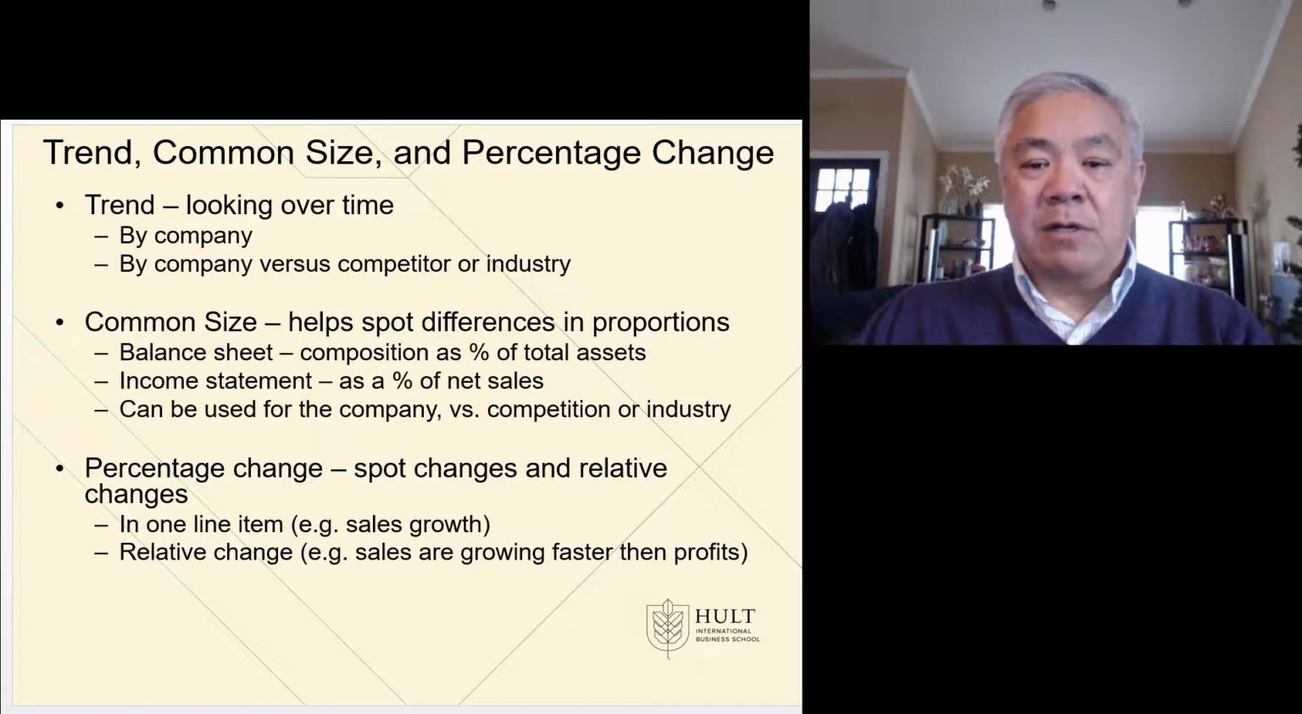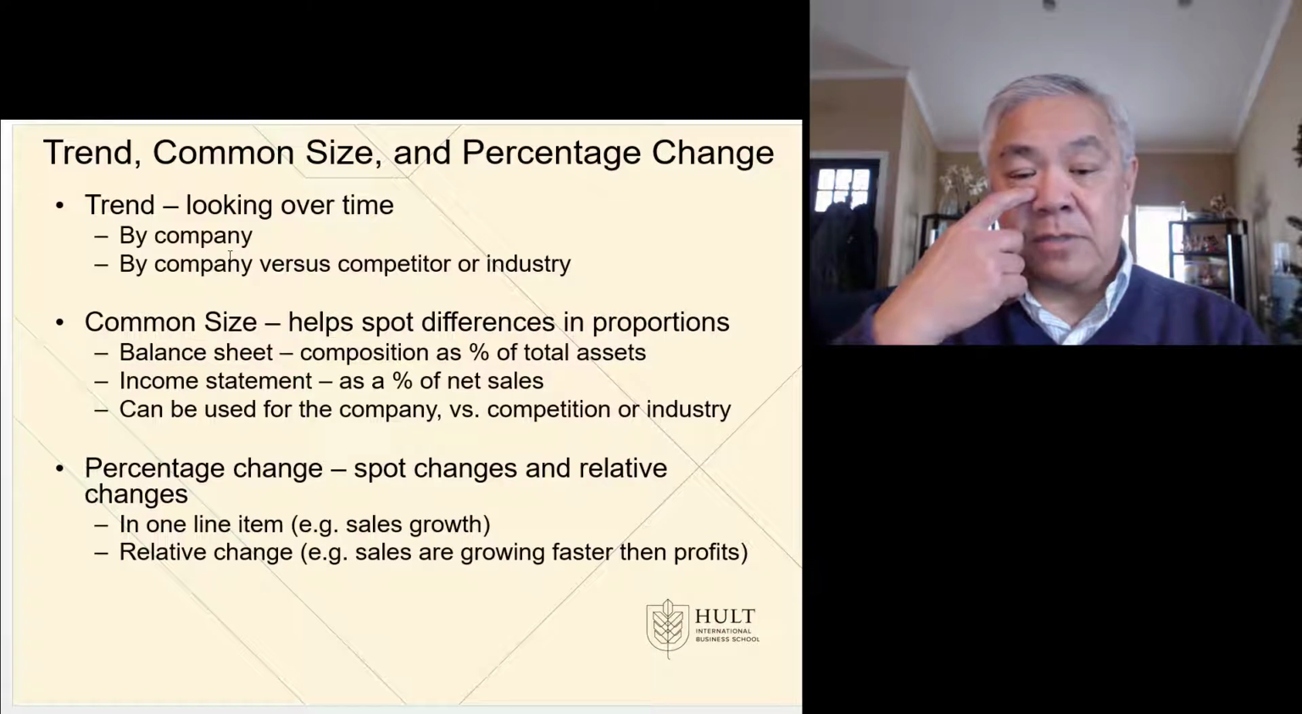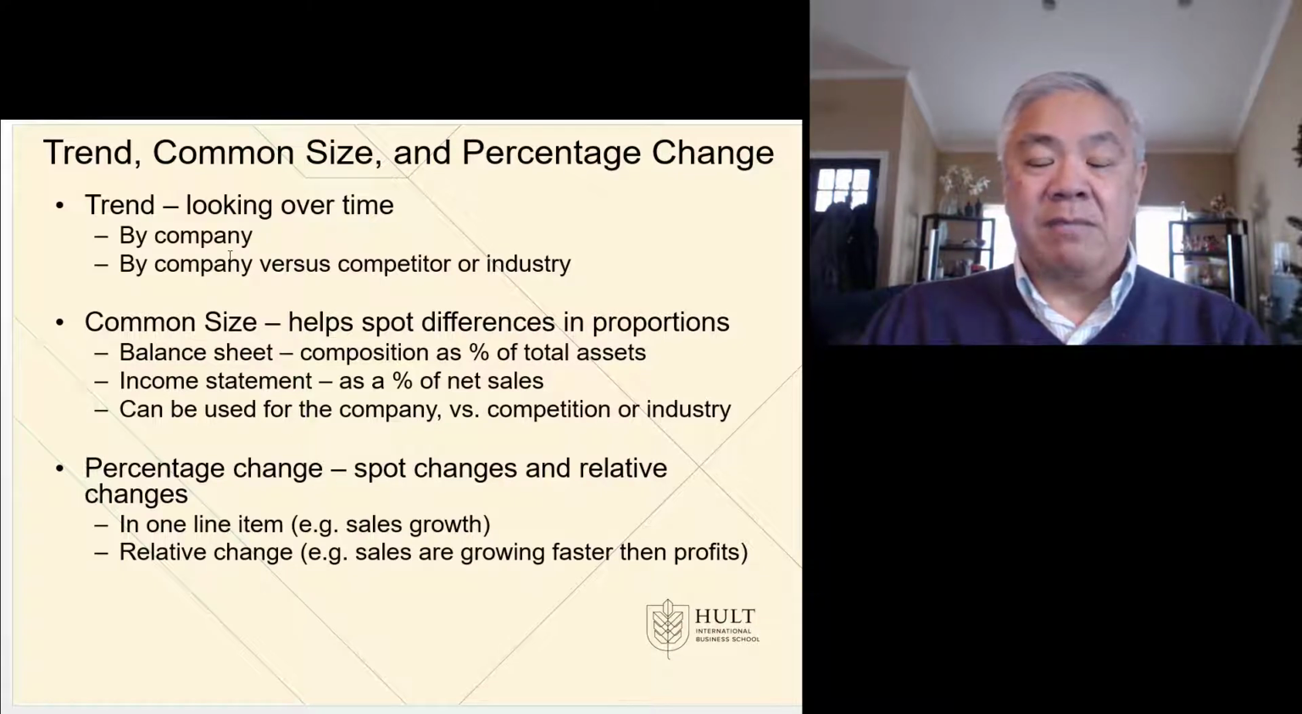Those are ratios, and now we're going to look at three slightly different angles of analysis: trend, common size, and percentage change. Trend basically means time. Looking at a company over time, or looking at a company and or industry over time. Common size means that we're going to compare all the analysis against a benchmark. And we'll look at the balance sheet and income statement because the benchmarks are different. And finally, percentage change looks at one line item, like sales, and then looks at changes in sales, again, over time.